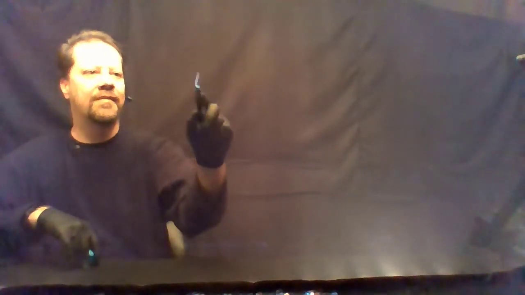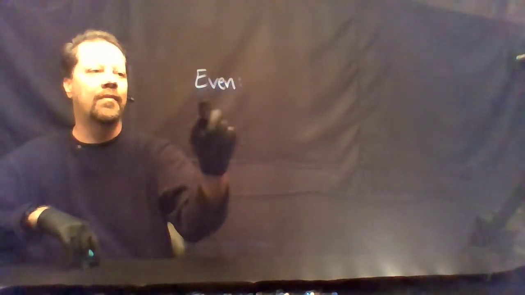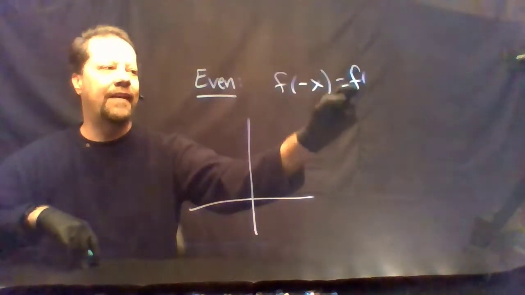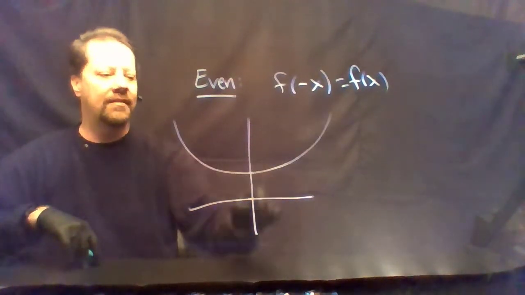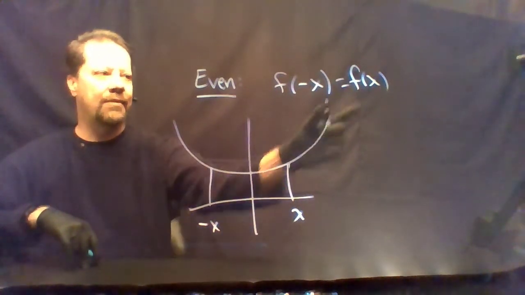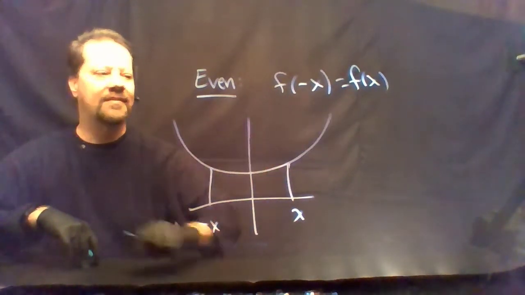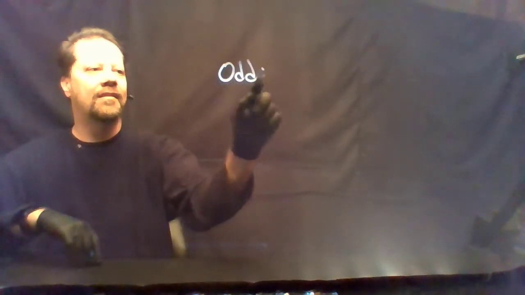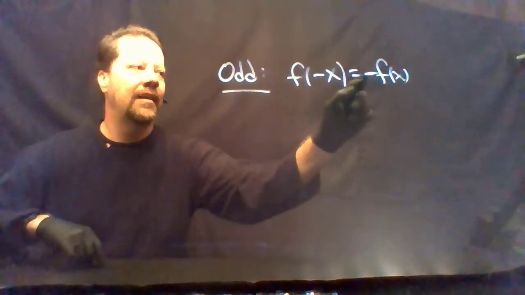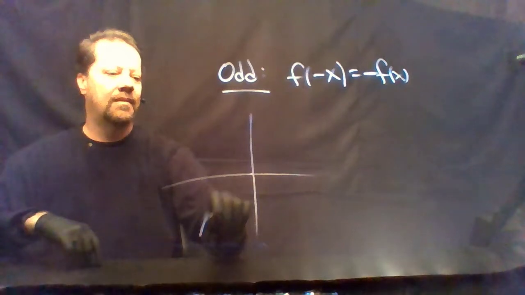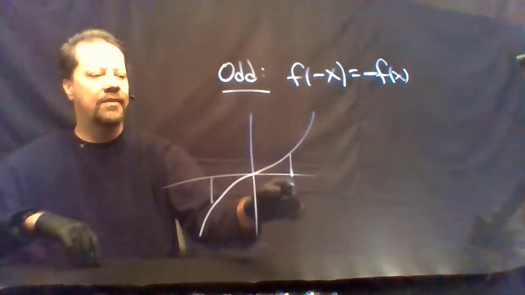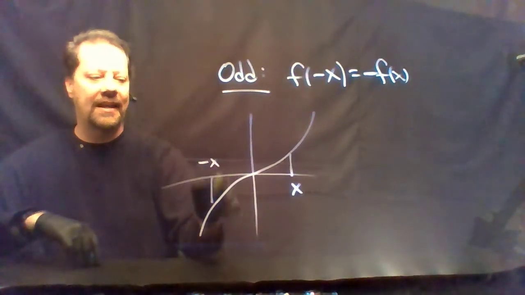Even functions, because they satisfy the equation f of negative x equals f of x, will be symmetric about the y-axis. At x and negative x, they will have the same height. Odd functions, because they satisfy f of negative x equals negative f of x, have symmetry through the origin. Whatever happens at x, you get the opposite at negative x.